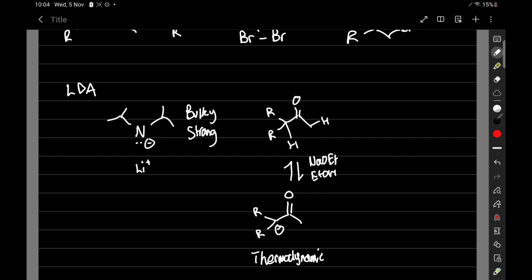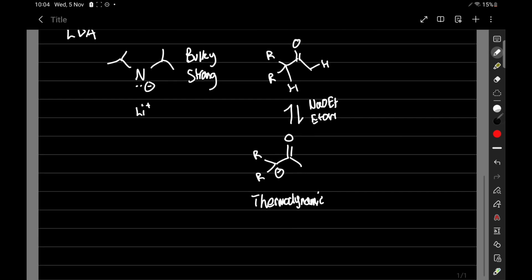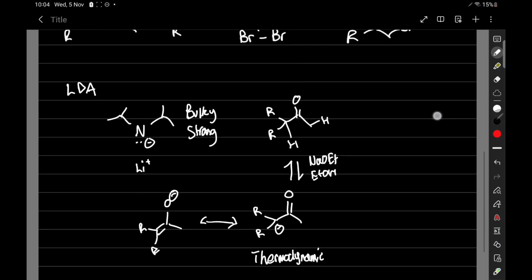The reason this is the most stable enolate is because think about the alkene equivalent. We can show a resonance structure that looks like that. And hopefully you remember that the more substituted an alkene is, the more stable it is. So this has two R groups, whereas the other enolate would have none.